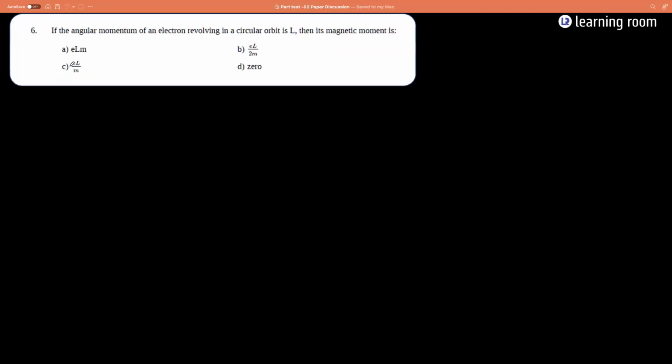Okay. Next. In a certain region of space, the electric field and the magnetic field are perpendicular to each other. An electron enters the region perpendicular to both and goes undeflected. Then the velocity of the electron is E divided by B. This is called a velocity selector. If the angular momentum of an electron revolving in a circular orbit is L, then the magnetic moment is given as?